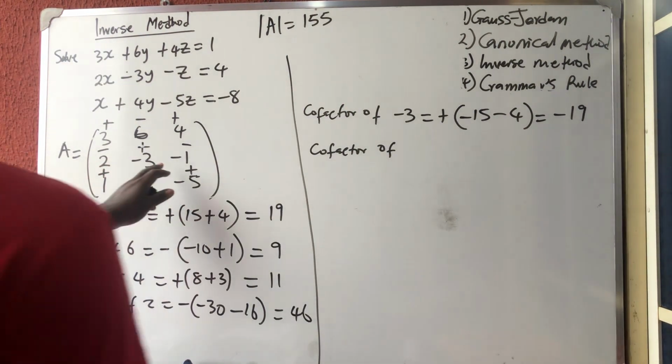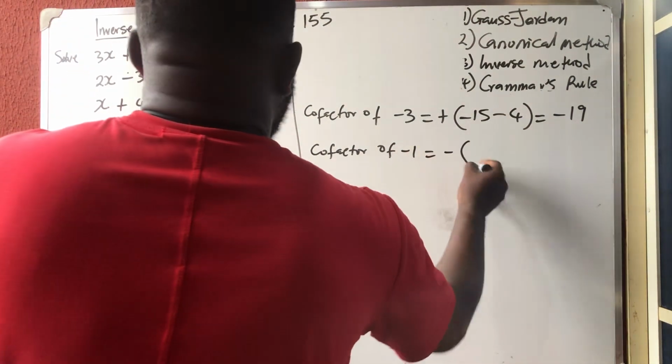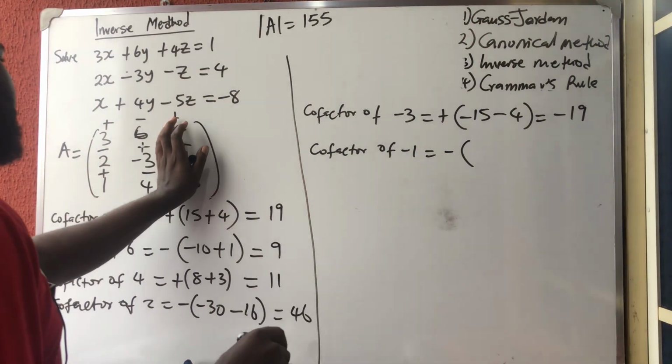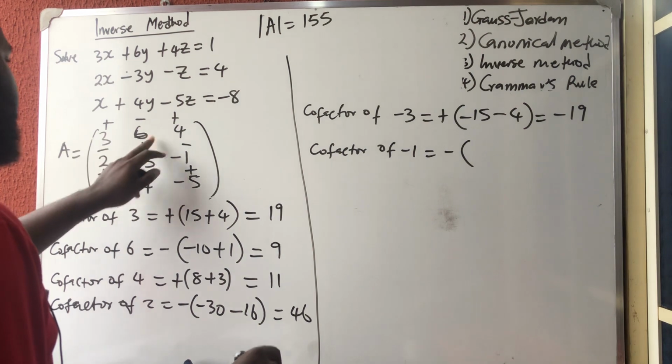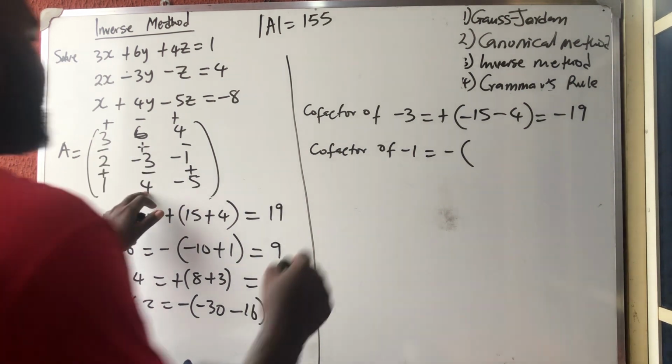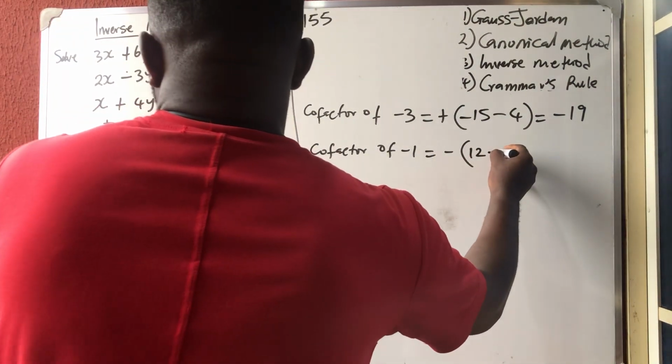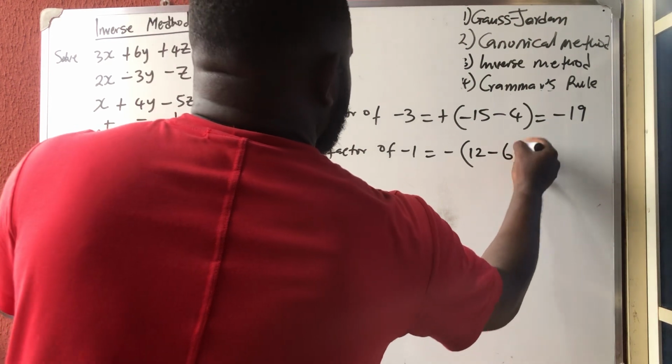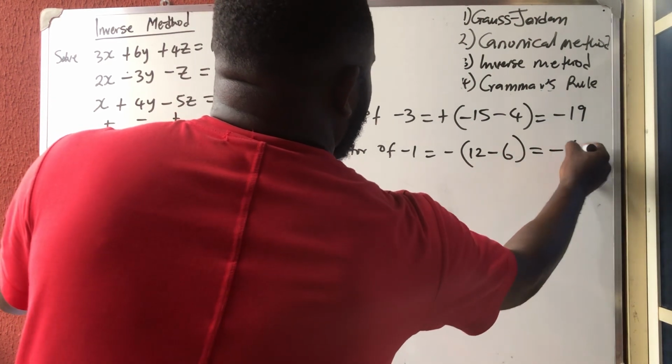Okay, so the next one is cofactor of minus 1. It is a minus, so don't forget I'm closing here, so I'm left with 3 6 1 and 4. 3 times 4 12 minus 6 times 1 6, so I'm left with minus 6.